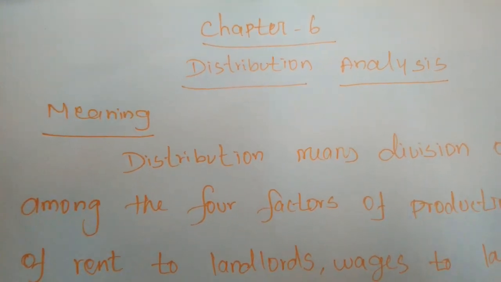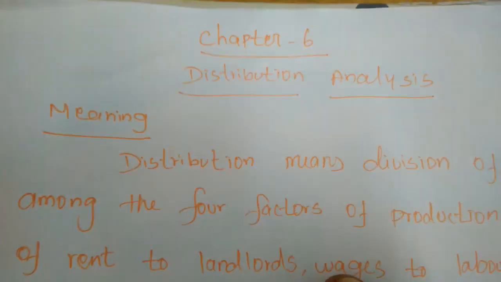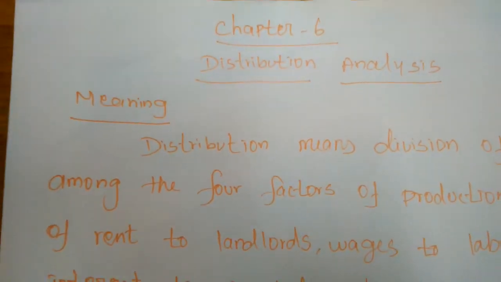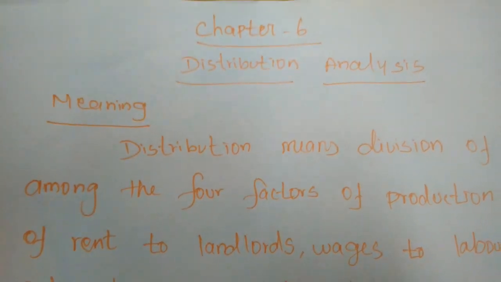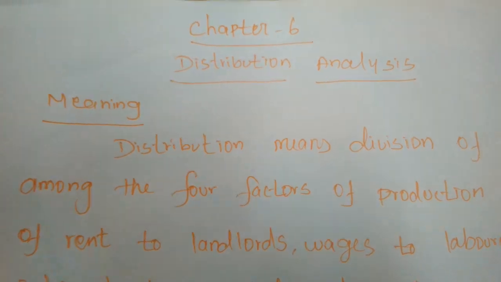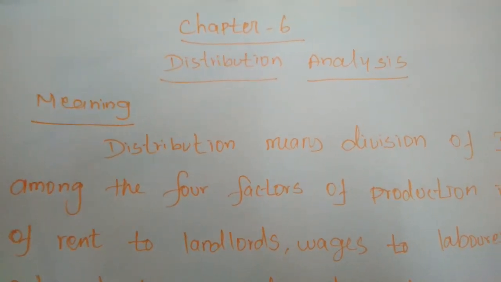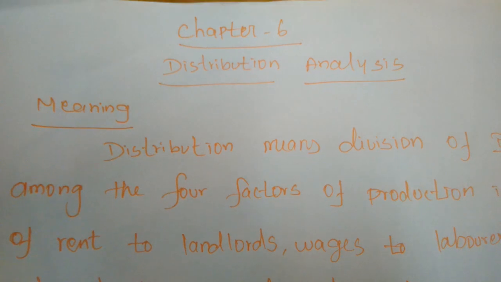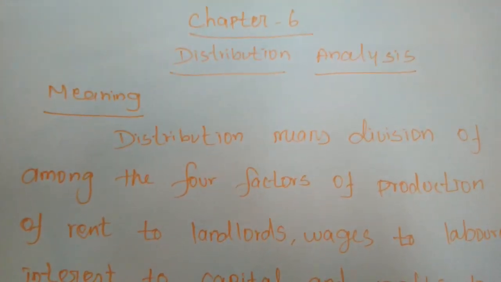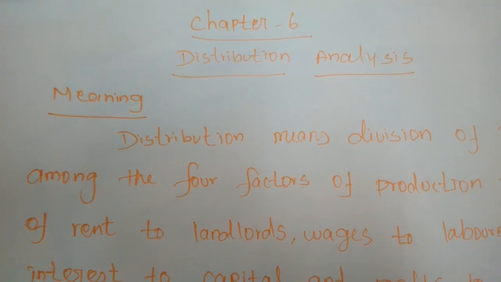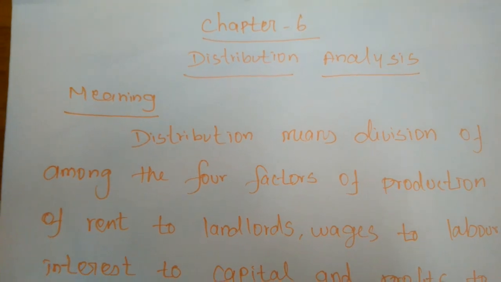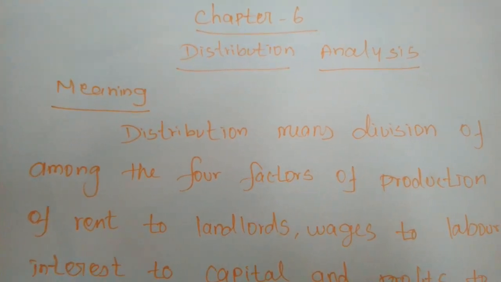Chapter 6, distribution analysis. We have studied already that distribution is very important: to whom we have to distribute and what we have to distribute. For the factors of production, we have to distribute the remunerations in their prescribed forms. The factors of production are land, labor, capital, and entrepreneurs or organization. So these four factors are involved in production.